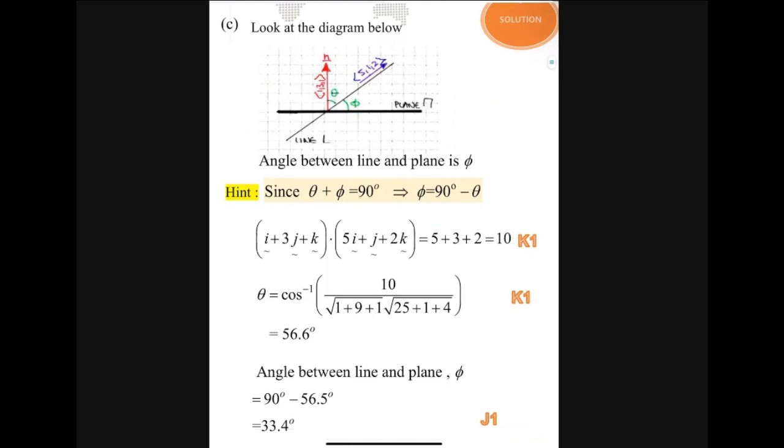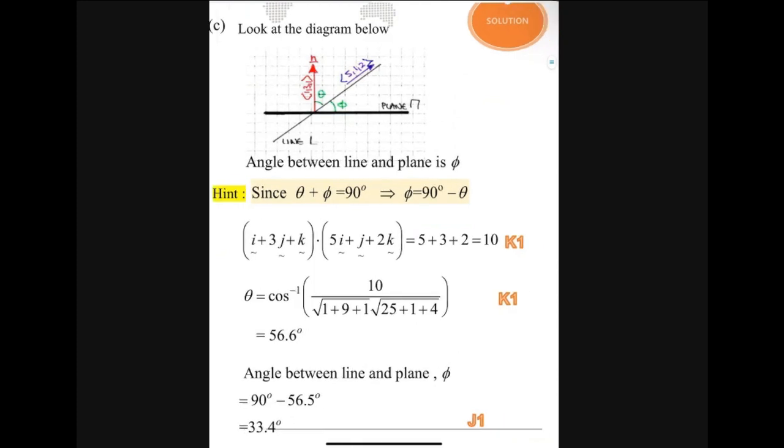Okay, this is the situation, or I try to illustrate this one once more. Let's say this is the plane. For a plane, we have the normal vector, and then we have another line here, just now, line L.